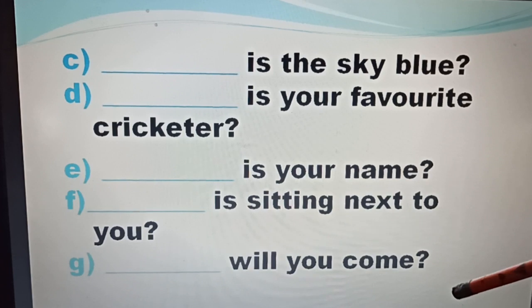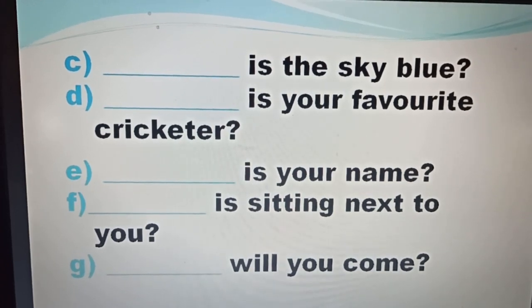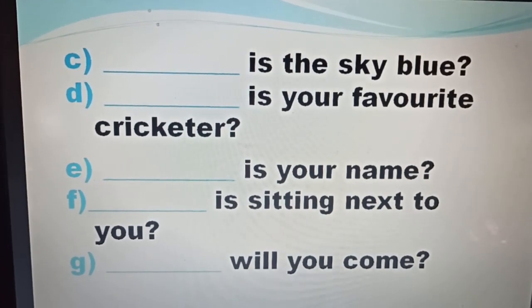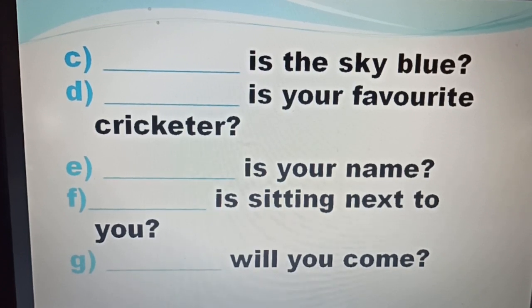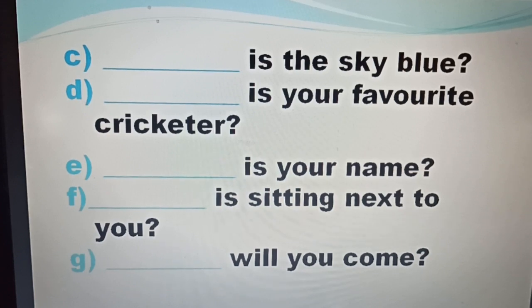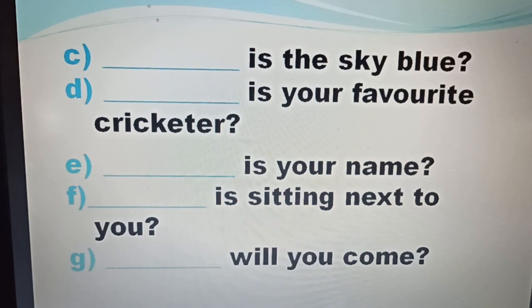Dash will you come? Question mark. So these are the sentences which you have to do in your notebook in a proper way by making a format. Lesson 1, exercise 2 you can write, and fill in the blanks with the correct words from the WH family. I hope you are able to do it. Thank you.